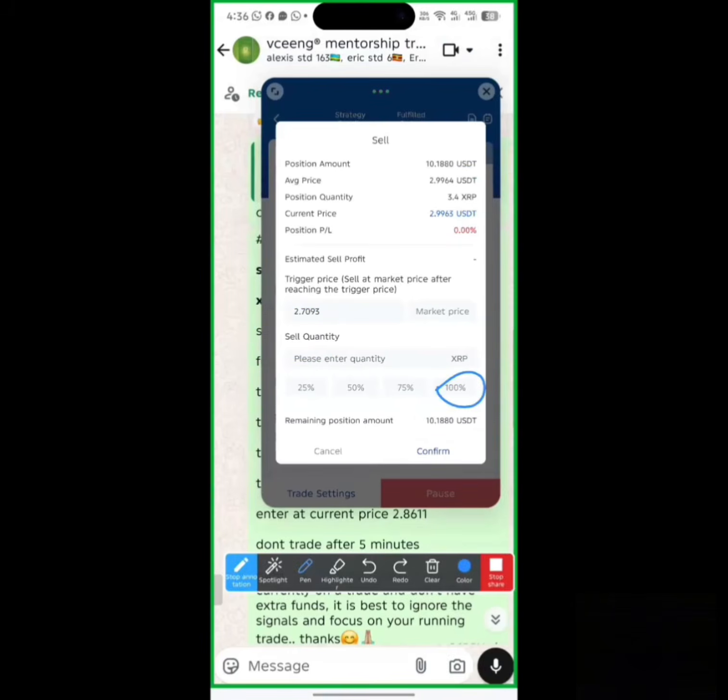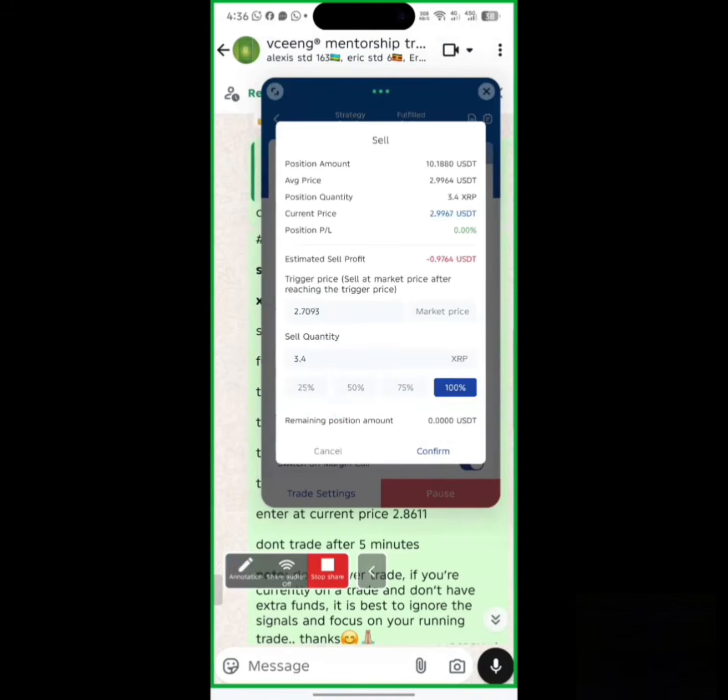As you can see, you have please enter the quantity here. The default quantity here is 100%. So if you had clicked on something else before, maybe you have clicked on 50 or on 25, make sure you click back on 100%. Or to be on the safer side, just click on 100% after putting your stop loss amount, which means it's going to sell your total amount.